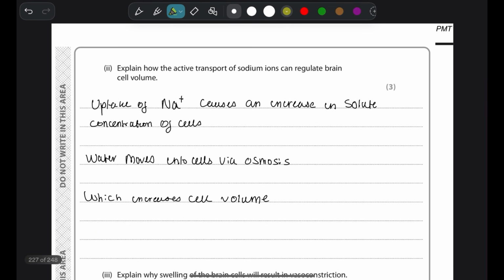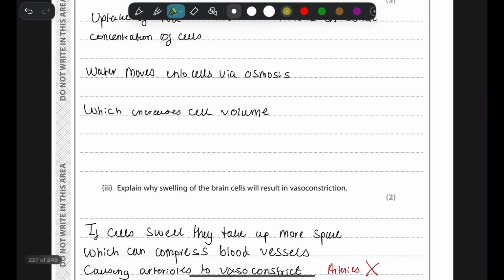Cool. Now explain how active transport of sodium can regulate brain cell volume. So we need to think, okay, if we uptake sodium ions into our cells, what's going to happen? In terms of swelling and in terms of cell volume, they're trying to hint at osmosis. So what you're going to say is you're going to uptake sodium ions, which is going to cause an increase in solute concentration, or a reduction in water potential is also acceptable. If that's the case, then that means that water is going to move into the cell via osmosis down the water potential gradient. And then if we have more water in the cell, we're going to increase the hydrostatic pressure, which is why the cell volume is going to increase.